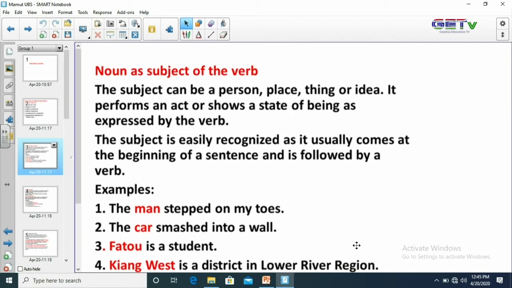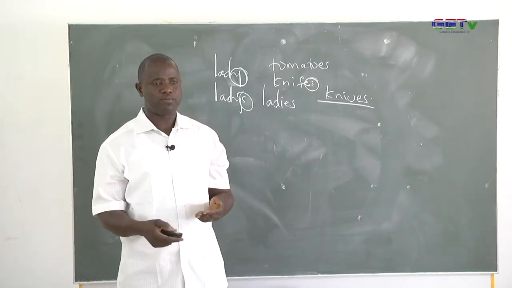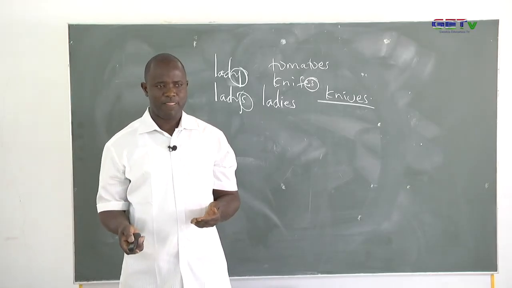The subject is easily recognized as it usually comes at the beginning of a sentence and is followed by a verb. Not in all cases, but many times, subjects begin a sentence. Sometimes the subject might not begin the sentence, but then it also comes before the verb.